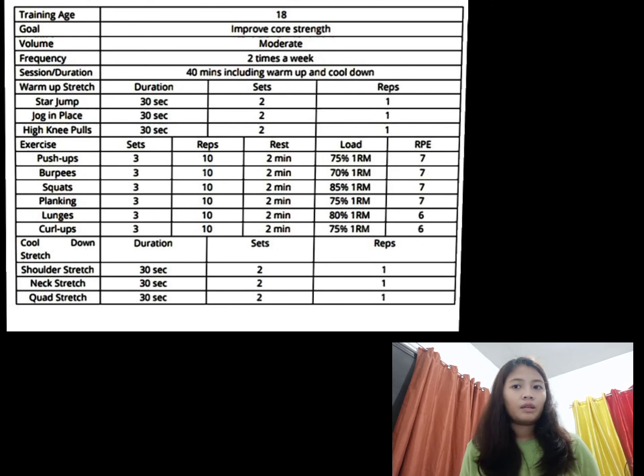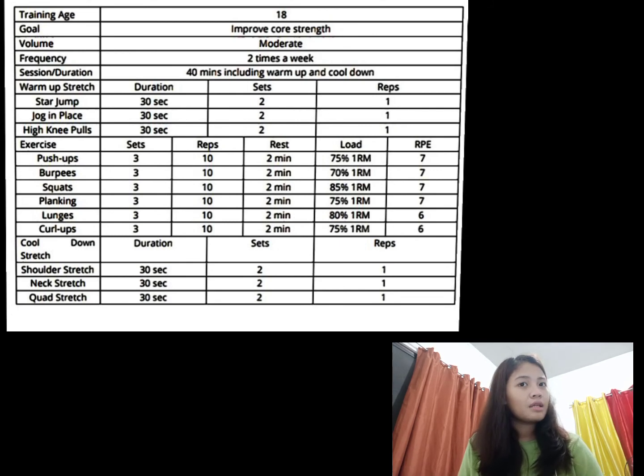If it is hard for you, how can you rate your exercise? If it's easy for you, then you can rate 1, or just like that. If 7, then you can rate 7. So for my push-ups, burpees, squats, and planking, I rate it as 7. And my lunges and curl-ups, I rate 6 for my RPE. So next, last one, the cool down stretch.